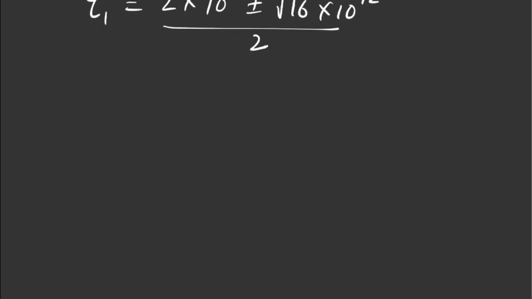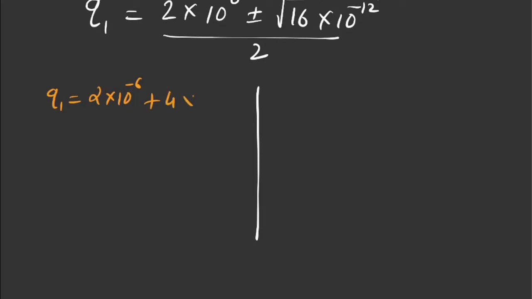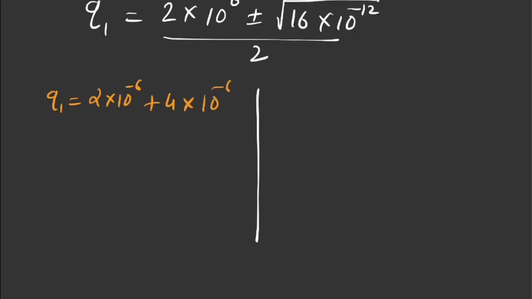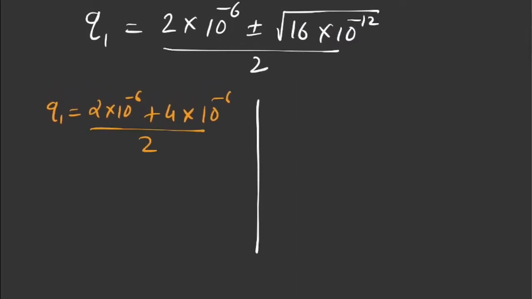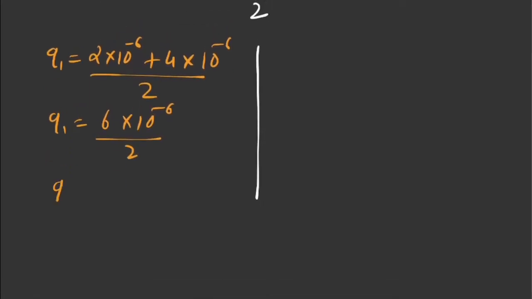Now let us get the two equations for this. One is for plus, one is for minus. For plus, q1 is equal to 2 into 10 to the power minus 6 plus, the root of 16 is 4, into root of 10 to the power minus 12, which becomes 10 to the power minus 6. Now 10 to the power minus 6 comes outside, divided by 2. So q1 is equal to 2 plus 4, that is 6 into 10 to the power minus 6 divided by 2, and therefore the q1 value we got is 3 into 10 to the power minus 6 coulomb.